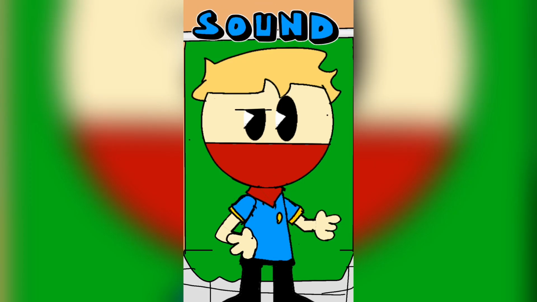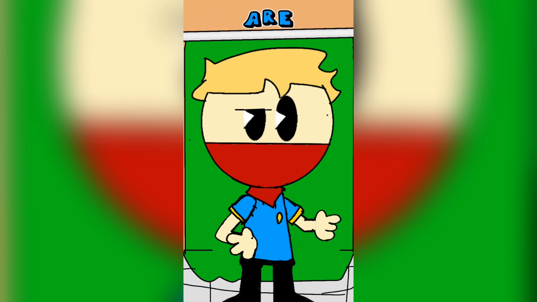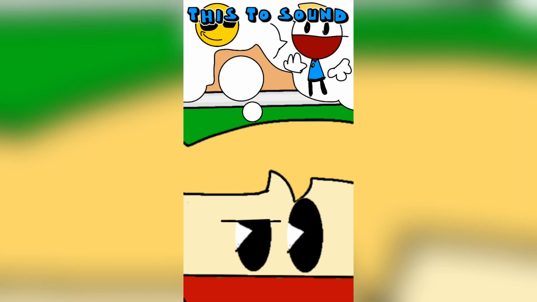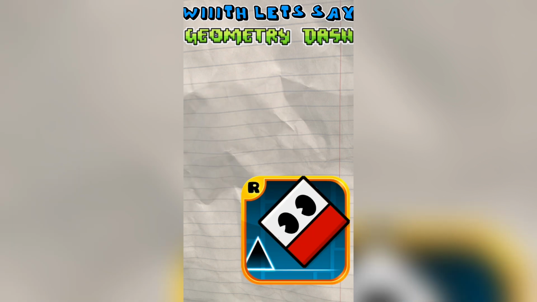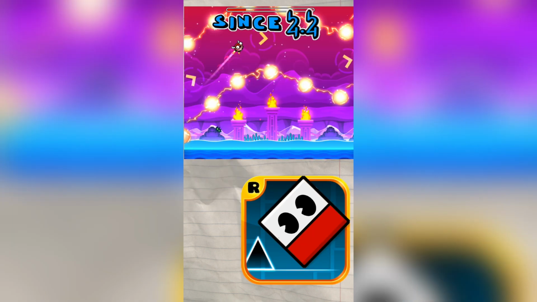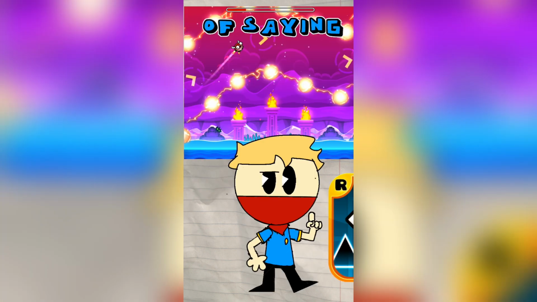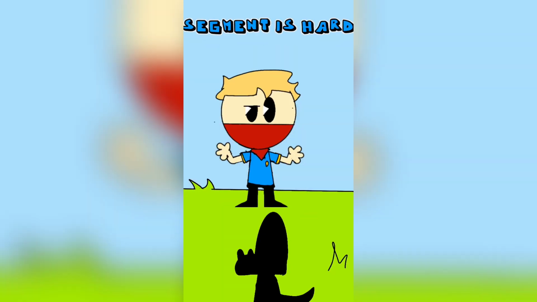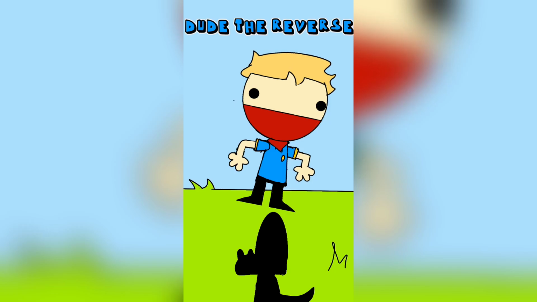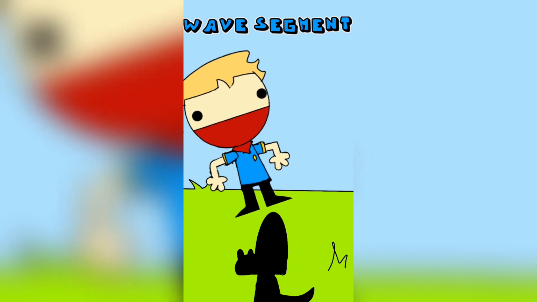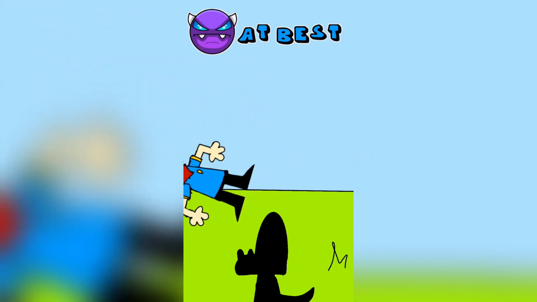I make things sound more complicated than they actually are. Now, I think I do this to sound cool, but let me give you an example with, let's say, Geometry Dash, since 2.2 came out recently. Now, instead of saying, dude, the wave segment is hard, I'll say, dude, the reverse mini 2x speed wave section should be an easy demon at best.